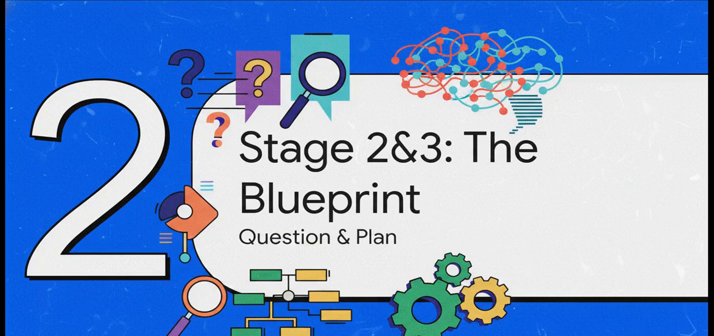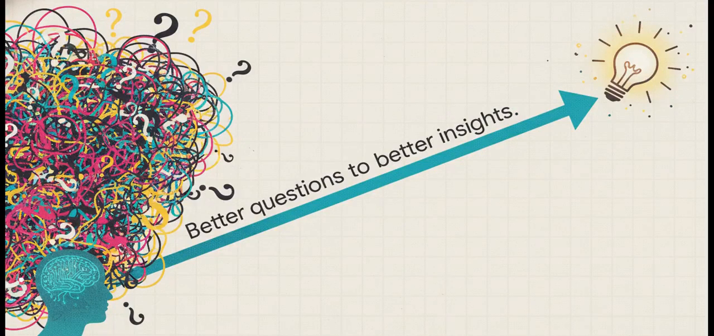All right, so our data is squeaky clean and standardized. Now we can move on to the really fun part, asking the right questions and planning our attack. You see, stage 2 is where we force the AI to think like an experienced test lead, not just some data processor. We ask it to generate the most impactful, most strategic questions we could be asking of our data. This turns all that noise into a clear path toward real knowledge.